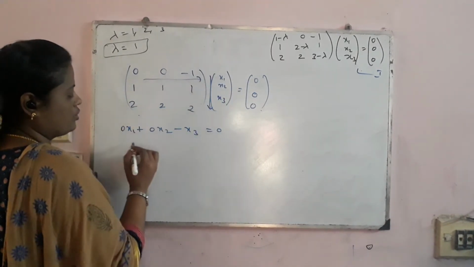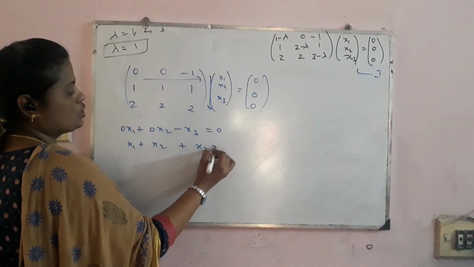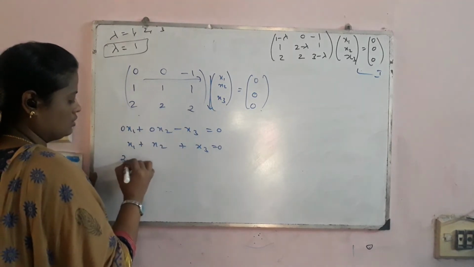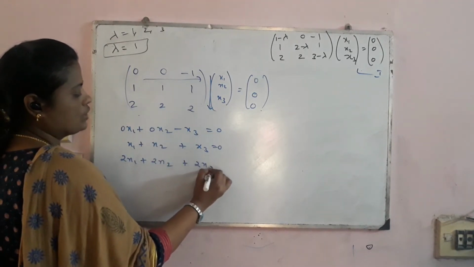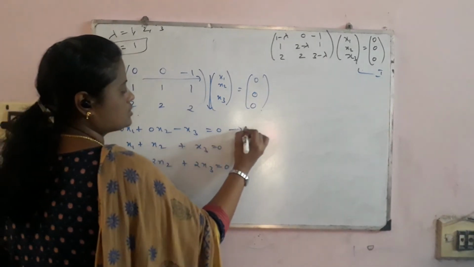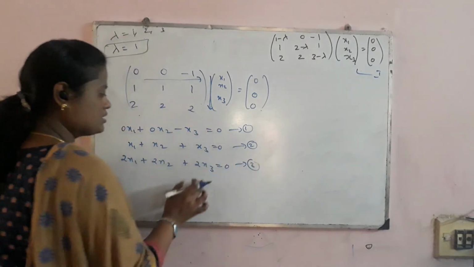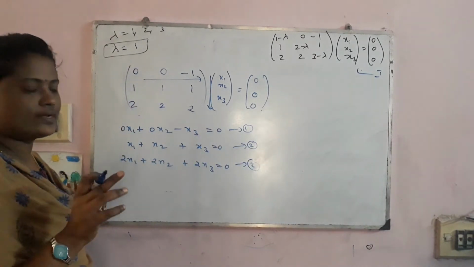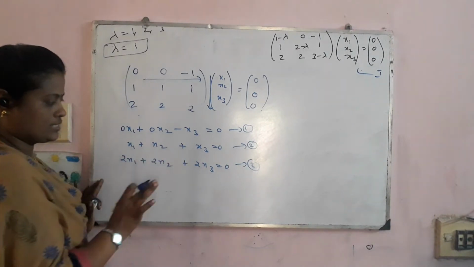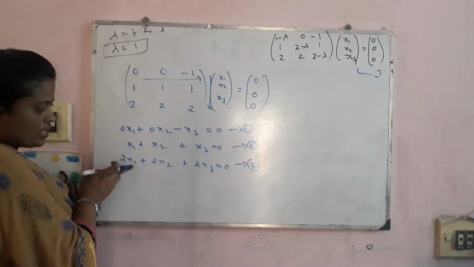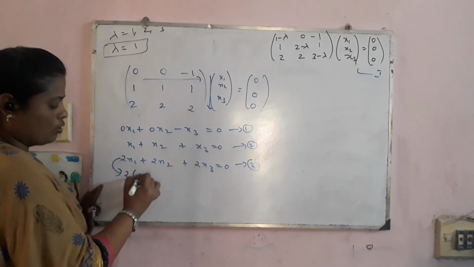Next x1 plus x2 plus x3 equal to 0. Next 2x1 plus 2x2 plus 2x3 is equal to 0. So this is equation number 1, equation number 2, equation number 3. From these 3 equations, we have to select any 2 equations for finding the value of x1, x2 and x3. But here, these 2 equations are same because from this equation, we just take 2 out.